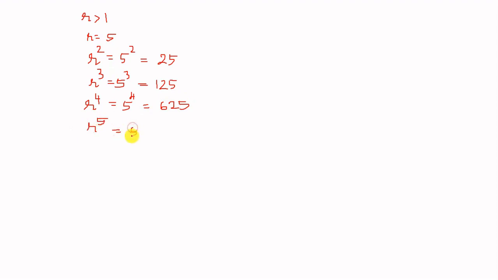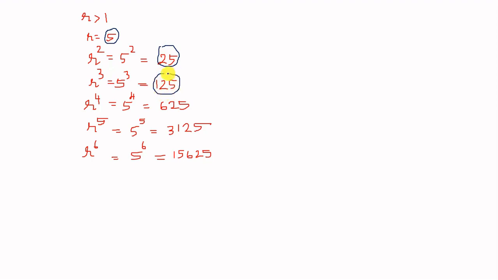And r raised to 5 is 5 raised to 5. So 5 multiplied 5 times, so you'll get 3125. r raised to 6 is 5 raised to 6. 5 multiplied 6 times, so you'll get 15625.